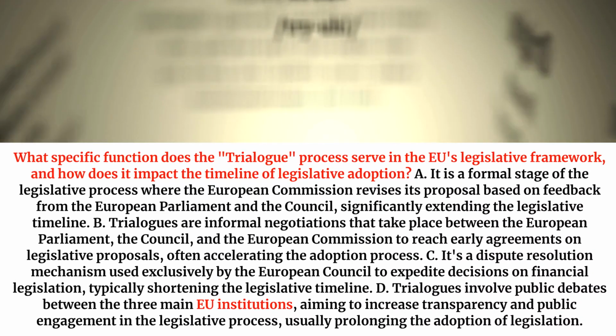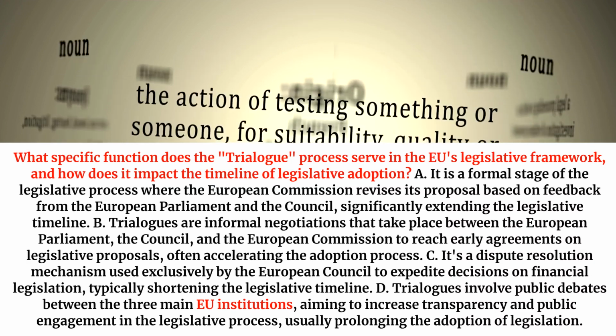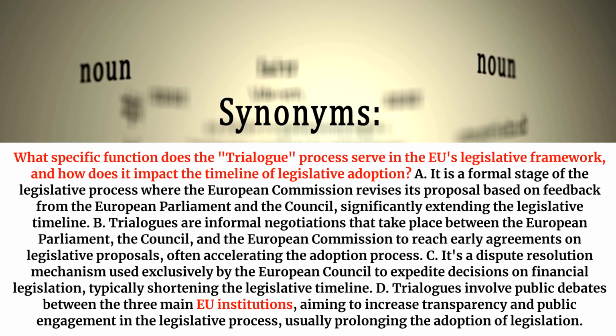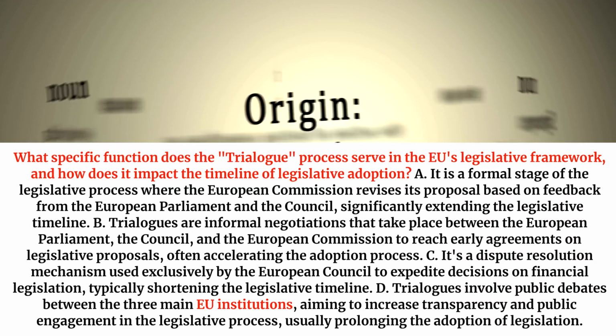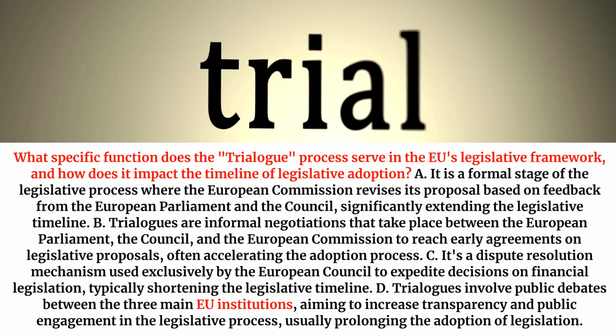What specific function does the trilogue process serve in the EU's legislative framework, and how does it impact the timeline of legislative adoption? A. It is a formal stage of the legislative process where the European Commission revises its proposal based on feedback from the European Parliament and the Council, significantly extending the legislative timeline.